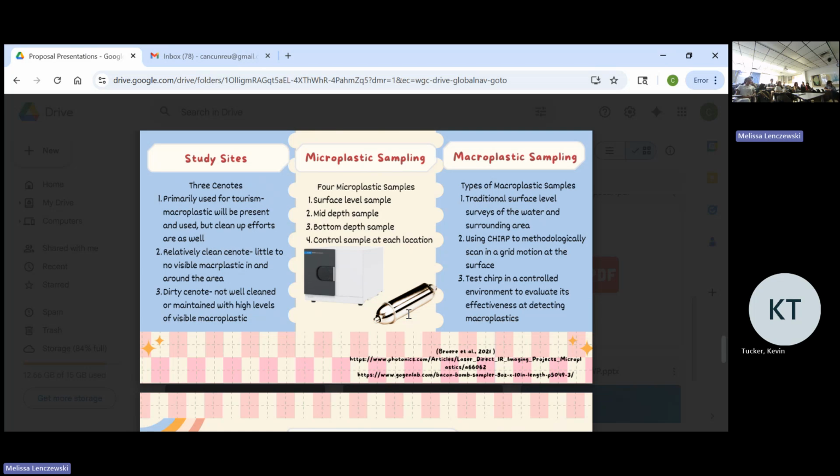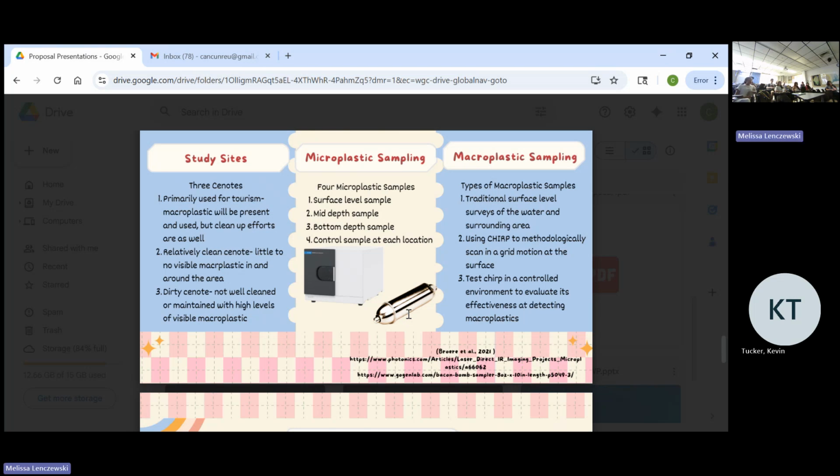I would also like to look at a relatively clean cenote that has little to no visible macroplastics in and around the area. So a cenote that is a little bit more secluded, people don't really go there, to see what the quantity of macro and microplastics could possibly differ there. And then also looking at a dirty cenote, so one that isn't very well maintained, one that isn't very clean, with high levels of visible macroplastics, to again look at the relationship between the micro and the macroplastics there.